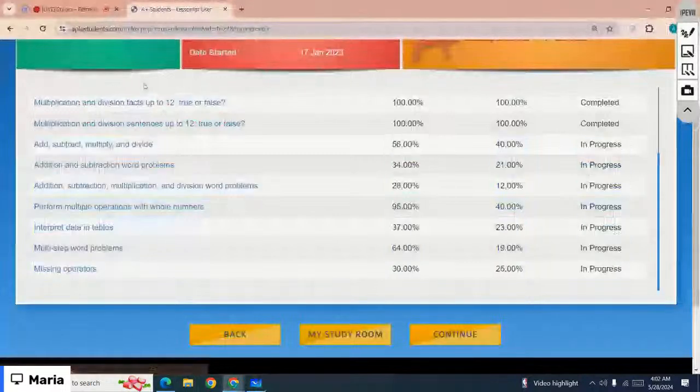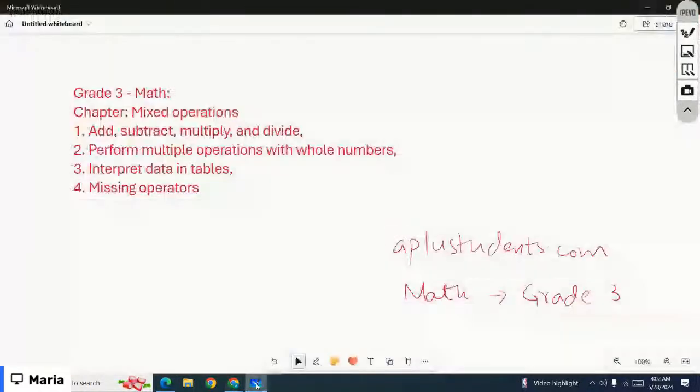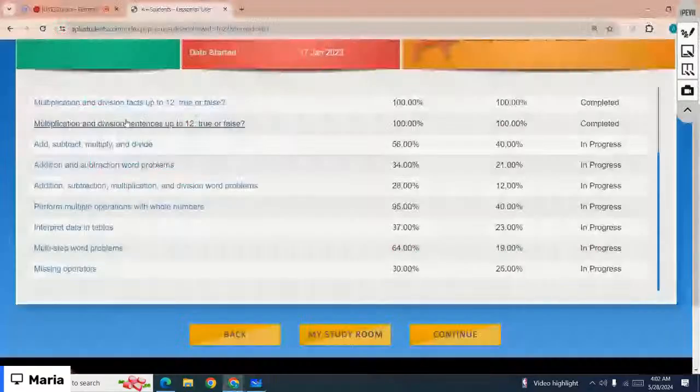I'm on grade 3 math. The chapter we are on right now is mixed operations. Let's just start with the first lesson, that is add, subtract, multiply, and divide.